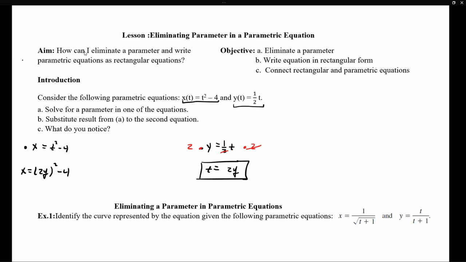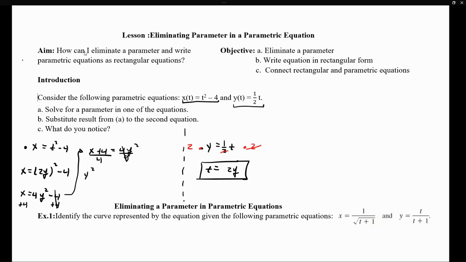Now we have an expression with no parameters. There are only two variables, x and y, so we can think of it as a Cartesian equation. Let's write it in standard form. Let's distribute, so this becomes 4y squared minus 4. Let me solve for y. To solve for y, I need to add 4, and now this becomes x plus 4 equivalent to 4y squared. Let me divide by 4.